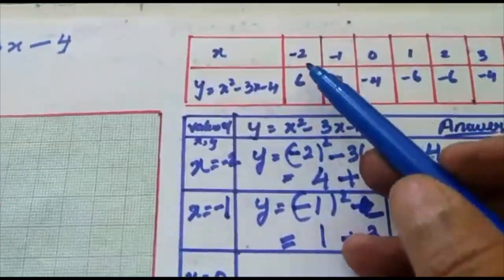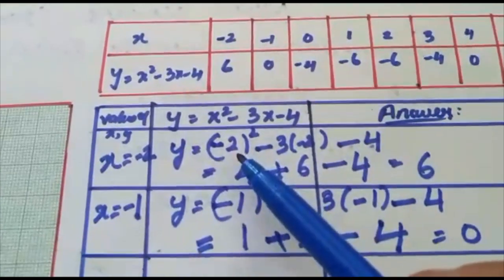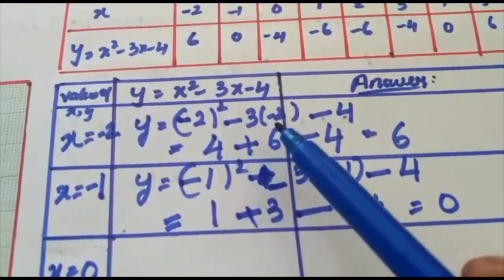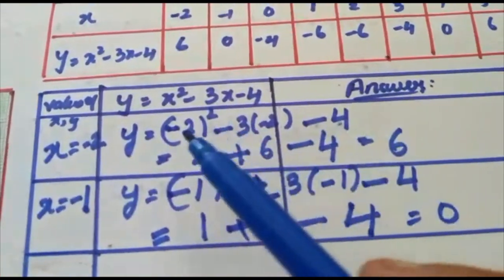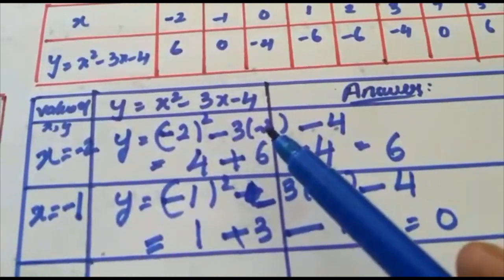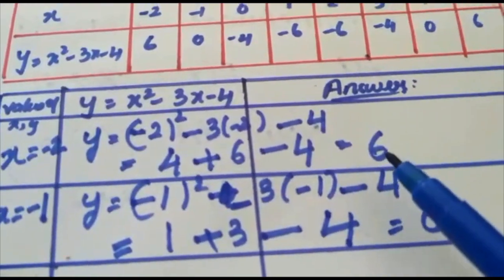First you are going to take the value of x as minus 2. So when you take the value of x as minus 2, minus 2 whole square minus 3 into minus 2 minus 4. Minus 2 into minus 2 will give you 4, and minus 3 into minus 2 will give you plus 6. So 6 plus 4 is 10, 10 minus 4 is 6.